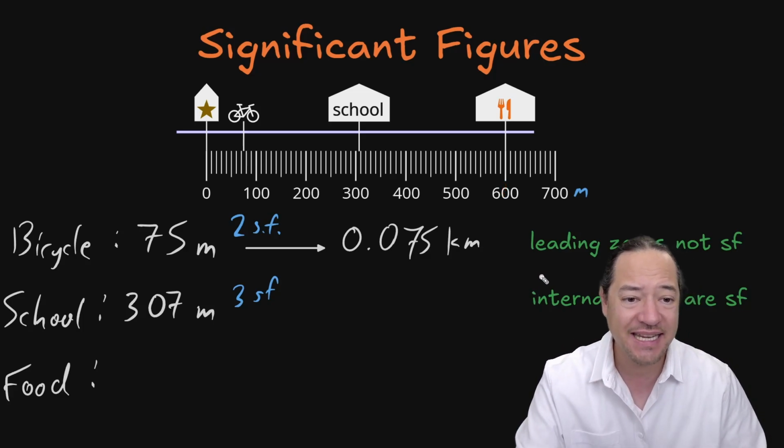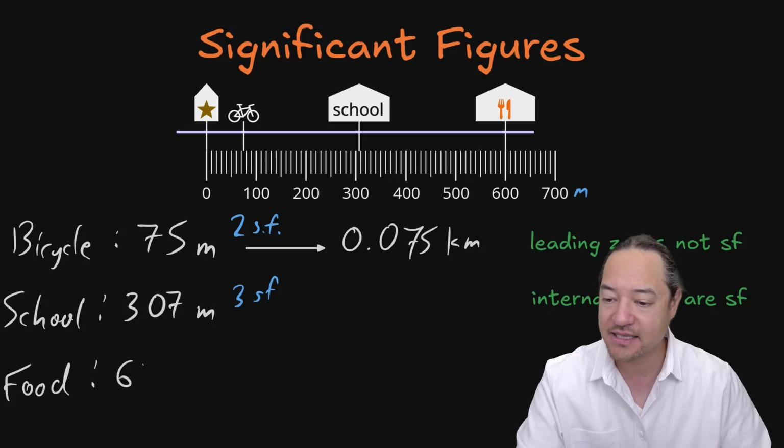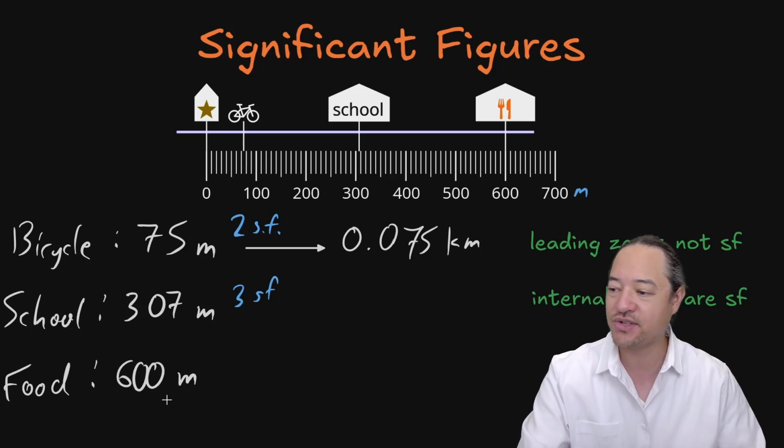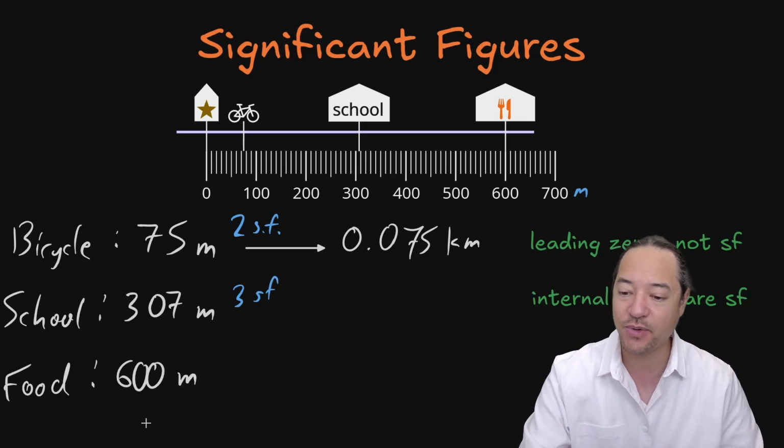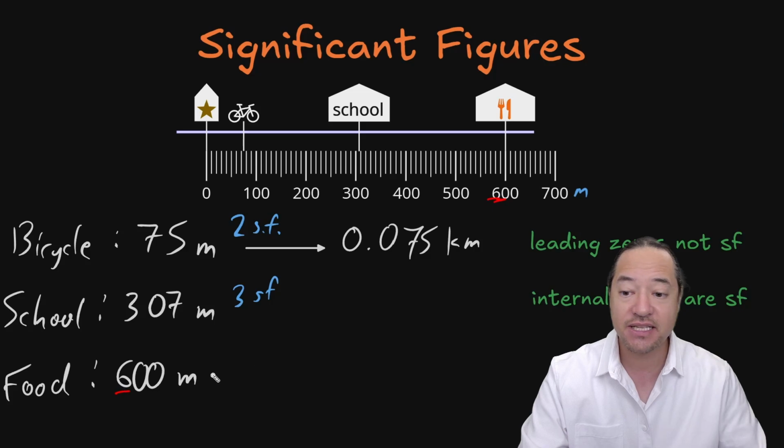So I'm going to say that this is 600 meters away, okay? And now here, how many significant figures do I have? Well, this 6, I clearly measured that, right? It's here. And this is correct, right? It's not 310, it's not 590, it's 60.